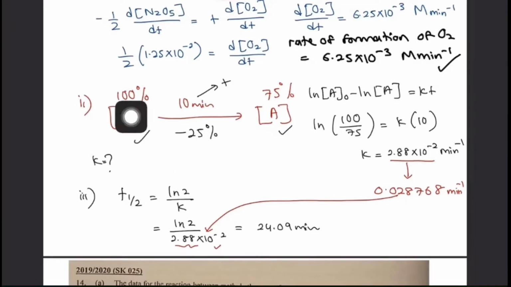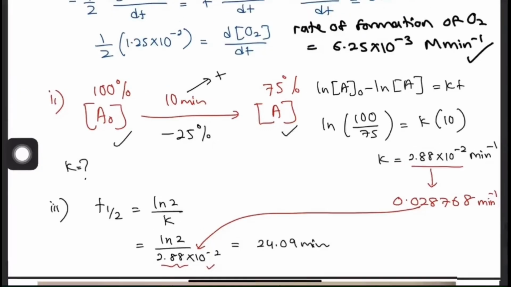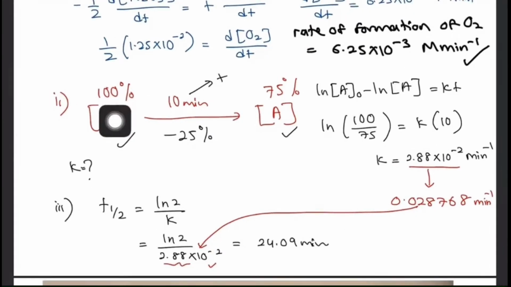So now you can actually put in any values to begin with, but just that you match them accordingly with the percentage. But the easiest way is to assume that the initial concentration is 100 since it's percentage. So after 10 minutes, it would be 75% because 25% has decomposed. Okay, and all this is happening in 10 minutes.